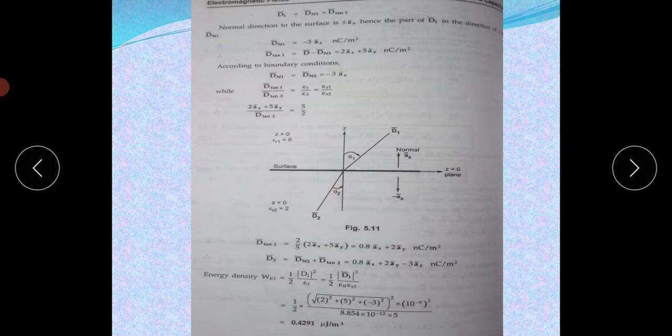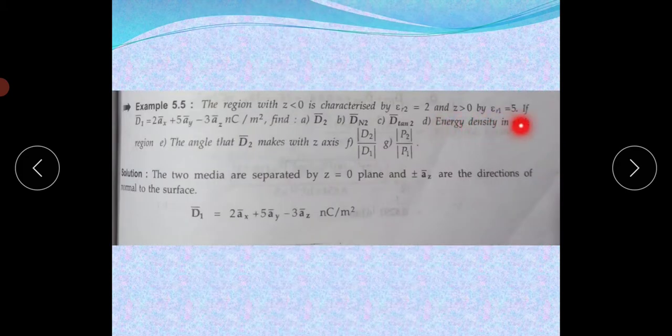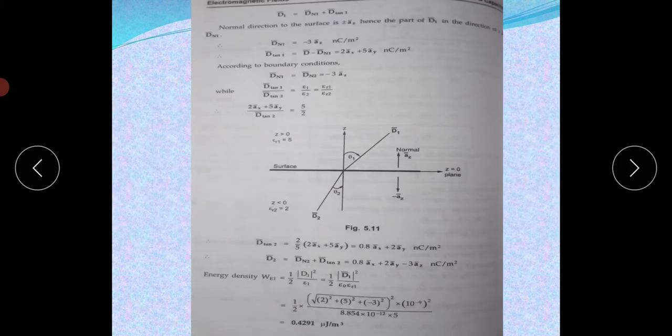Next one, energy density. Here they mention to find the energy density in each region. We have to find the energy density of the first dielectric material and of the second dielectric material. First, the energy density in region 1, or in dielectric 1, represented by W suffix E1, equals 1 by 2 modulus of D1 square by epsilon 1.